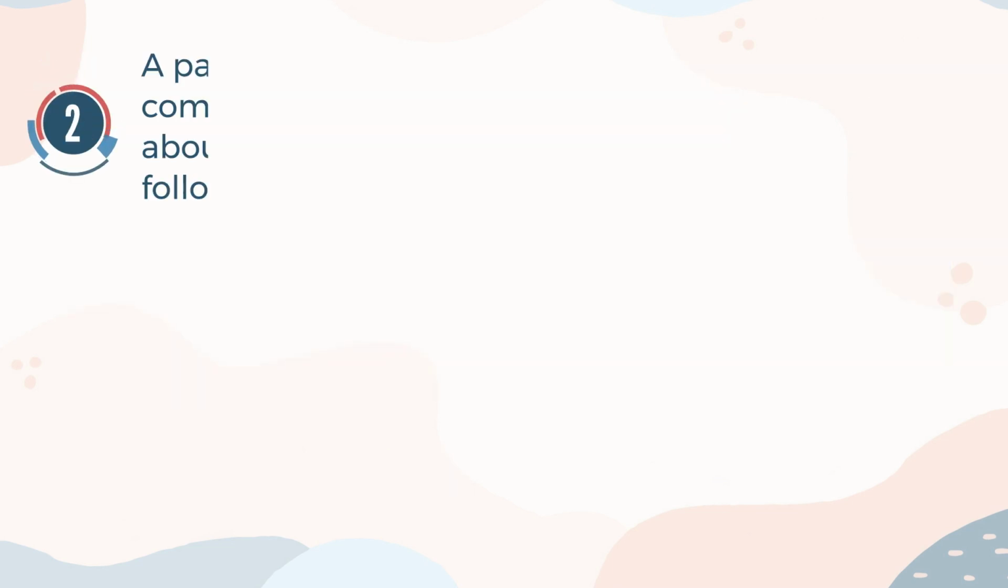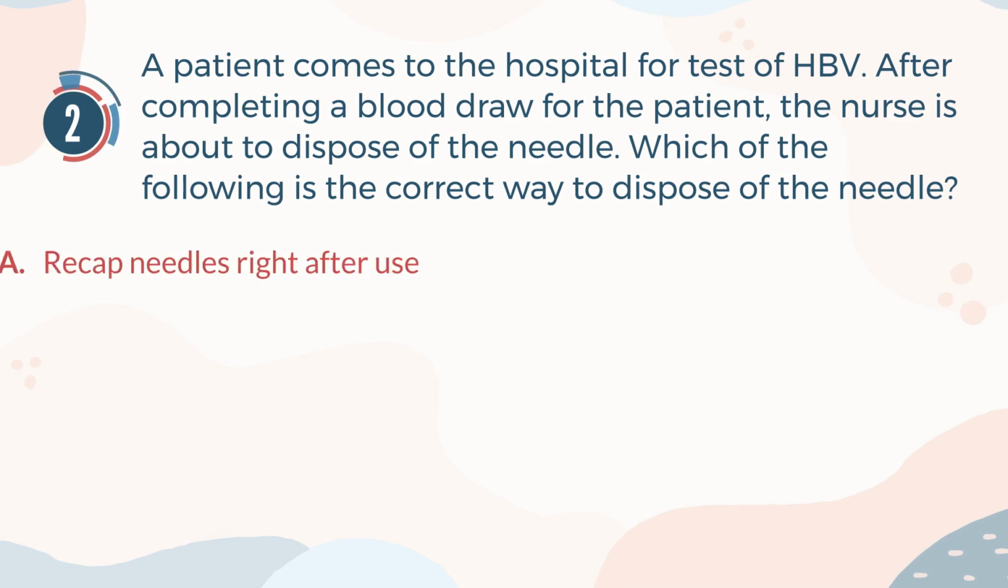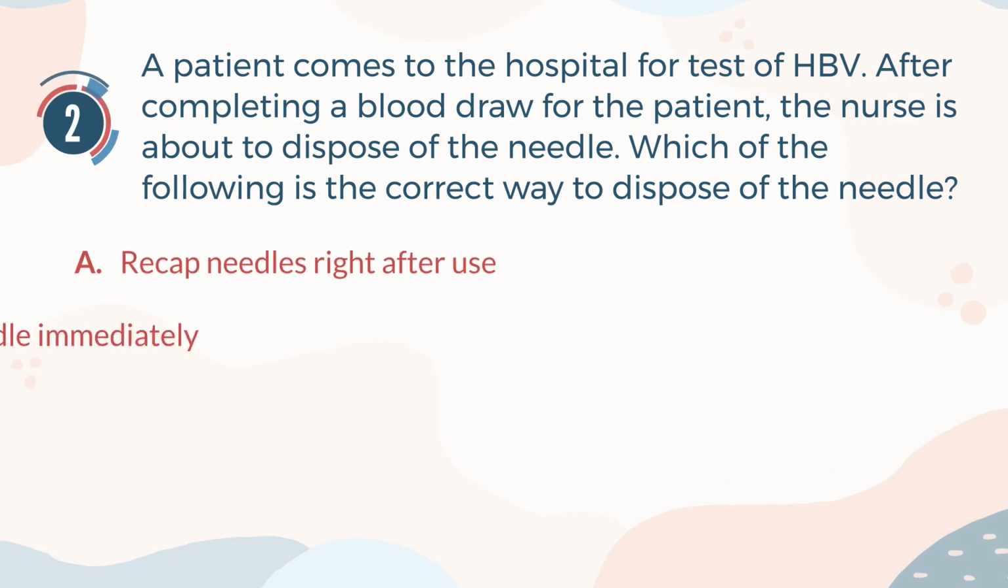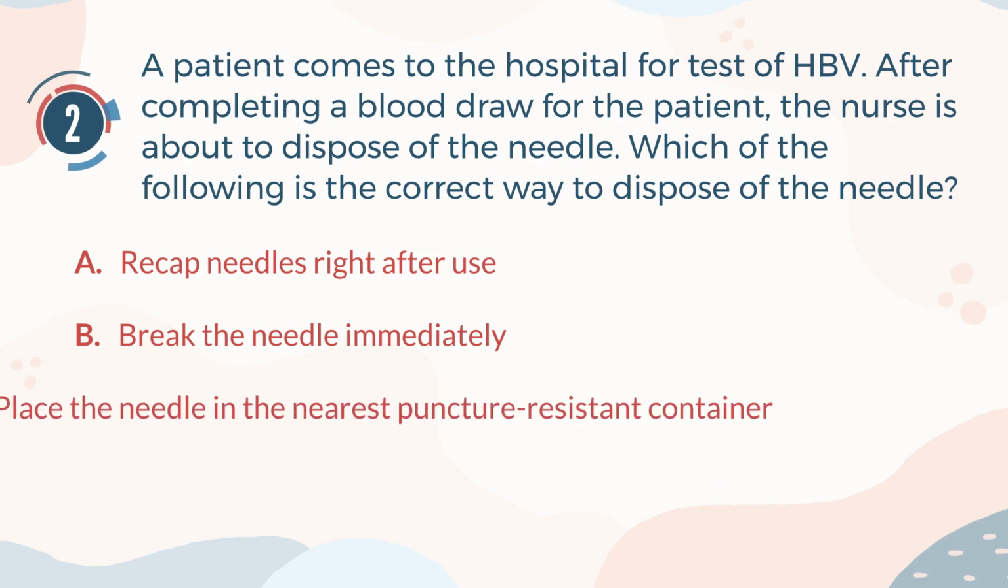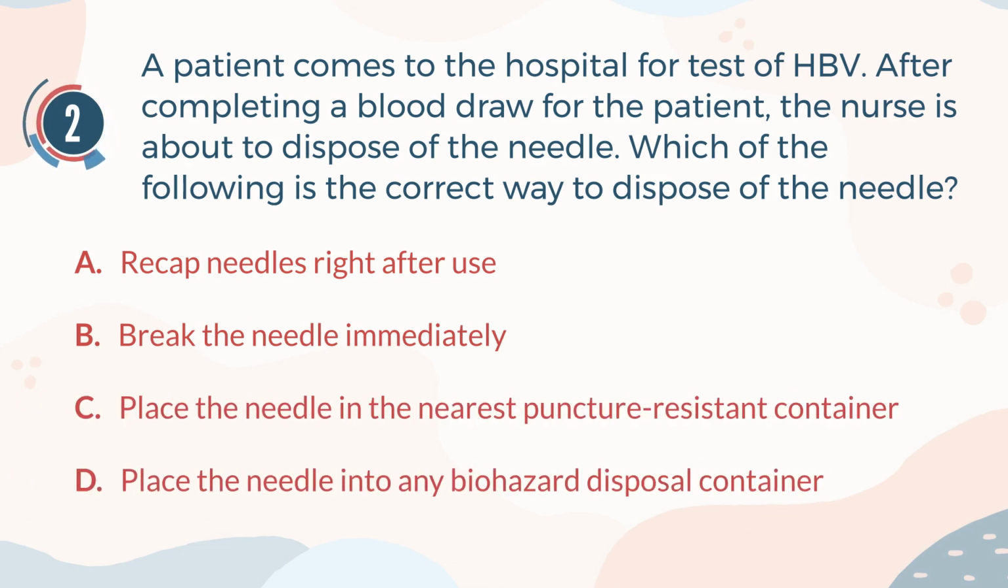Number 2. A patient comes to the hospital for a test of hepatitis B virus. After completing a blood draw for the patient, the nurse is about to dispose of the needle. Which of the following is the correct way to dispose of the needle? A. Recap needles right after use. B. Break the needle immediately. C. Place the needle in the nearest puncture-resistant container. D. Place the needle into any biohazard disposal container.